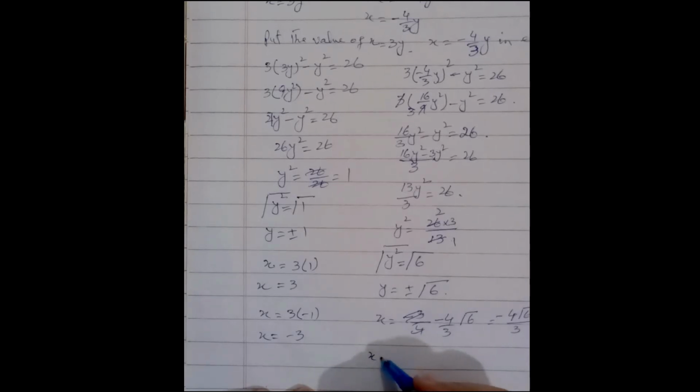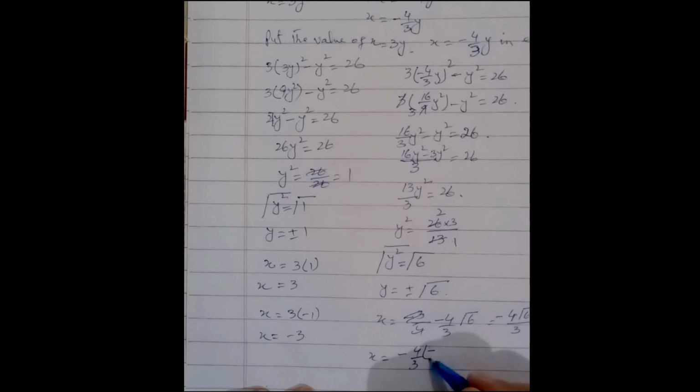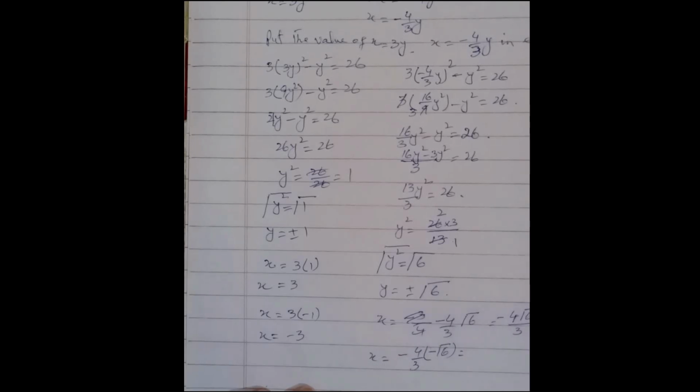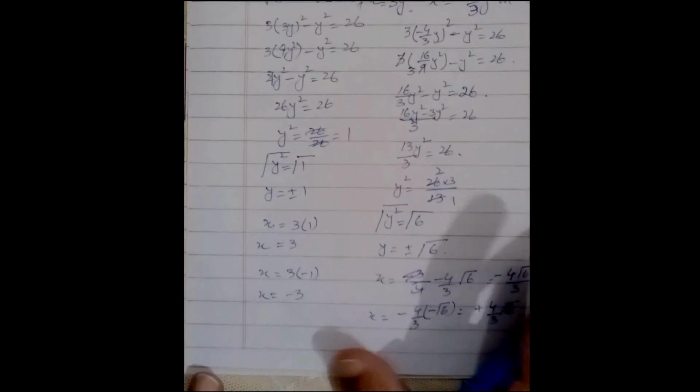And the other value of x, when y is equal to minus square root 6, we get minus 4 over 3 times minus square root 6. When we simplify it, minus multiplied by minus, we get plus 4 over 3 square root 6. In this way, we get the 4 pairs of values of x and y, and find the solution set.